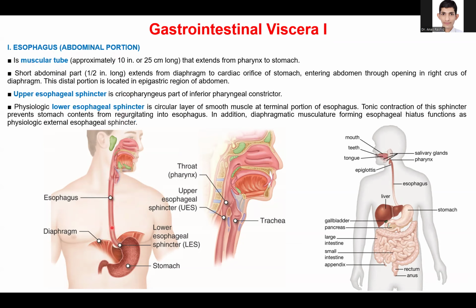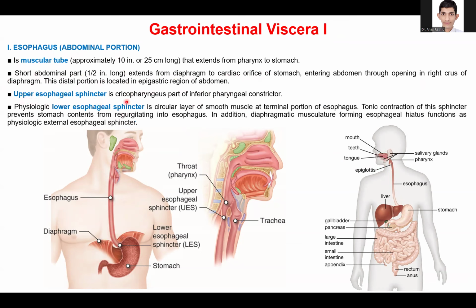It is 10 inches or 25 centimeters long and extends from the pharynx to the stomach. The short abdominal part, half an inch long, extends from the diaphragm to the cardiac orifice of the stomach, entering the abdomen through an opening in the right crus of the diaphragm. This distal portion is located in the epigastric region of the abdomen.